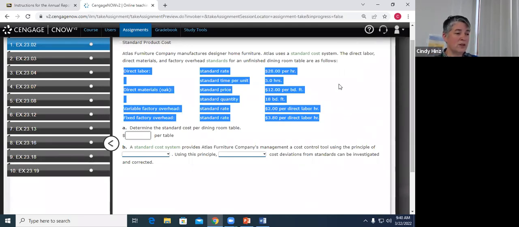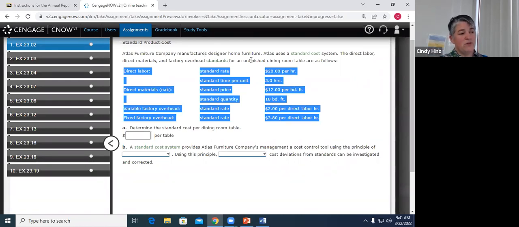So, excuse me, the little break there. As we look at these standards, it's these standards that are going to be moving through the records in the accounting process. And then once the product is finished, we compare our standard costs to the actual costs, and we have adjustments, or we make an entry to recognize those variances.